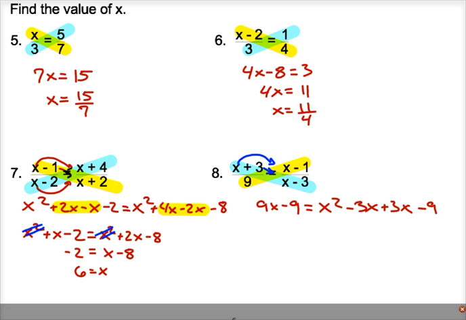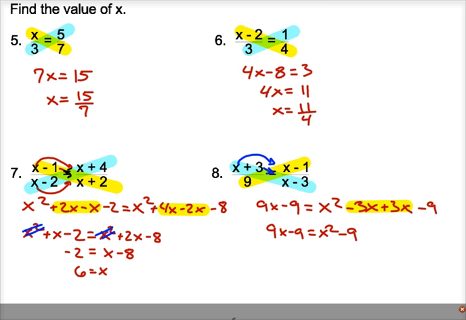Okay. As I go through, I notice there's nothing to combine on the left side, but on the right side there's this minus 3x plus 3x, which is just going to cancel out. So that part's sort of gone, and I'm going to be left with 9x minus 9 equals x squared minus 9. Well, let's see how we would solve this one.